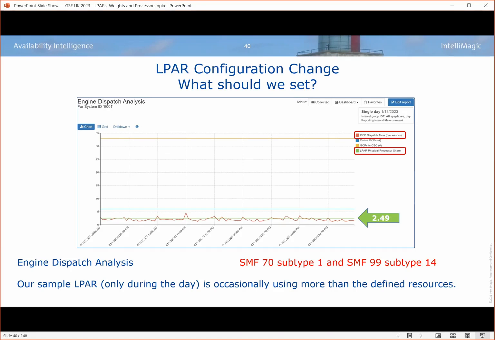So this particular chart, engine dispatch analysis, is based on the RMF 70 subtype 1 data, and also the hyperdispatch SMF 99 subtype 14. Okay, so a lot of good information out of those two data sources.